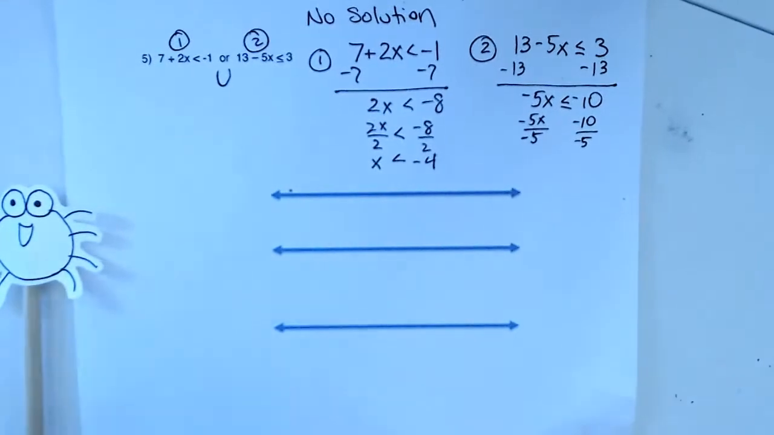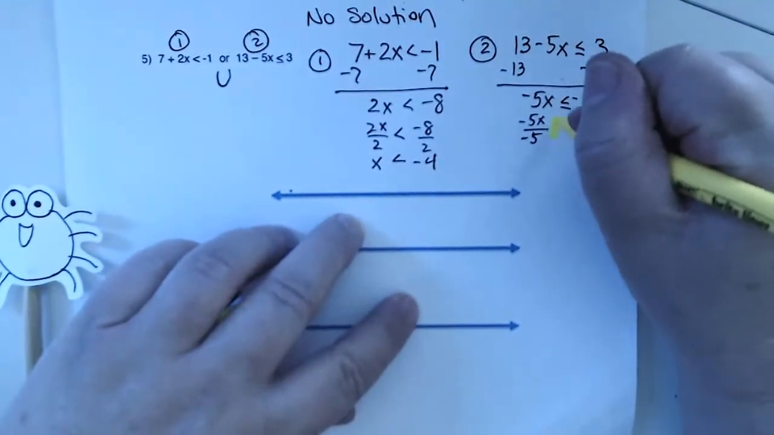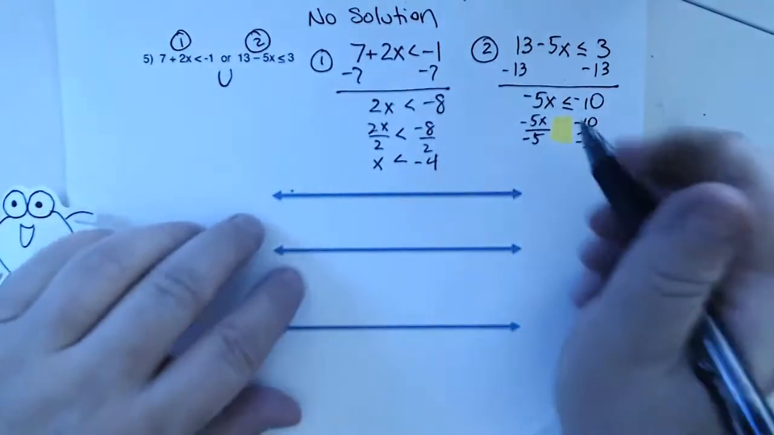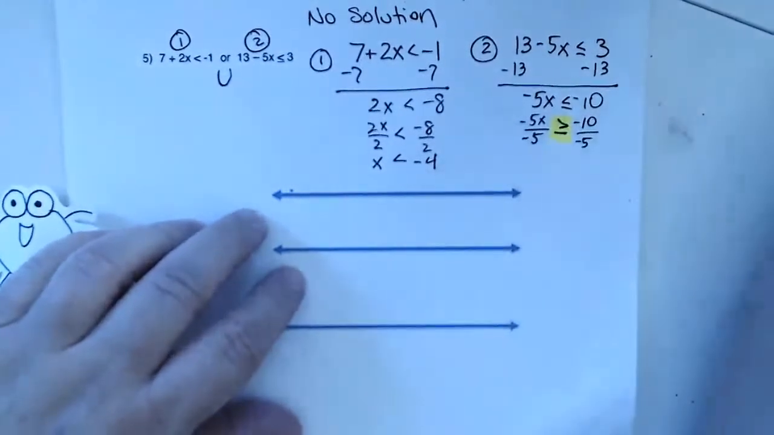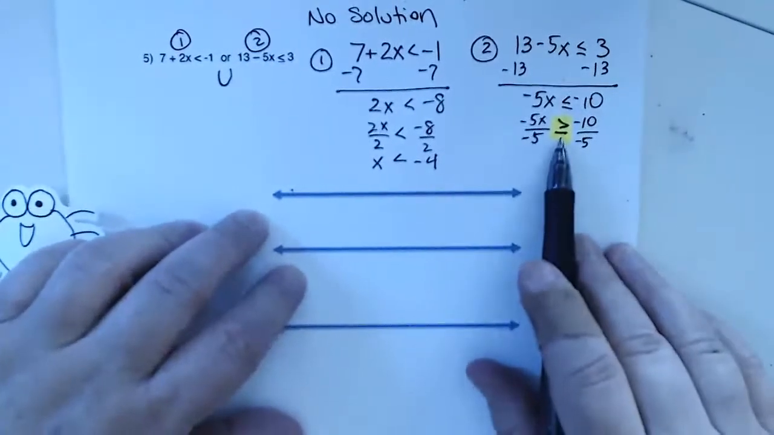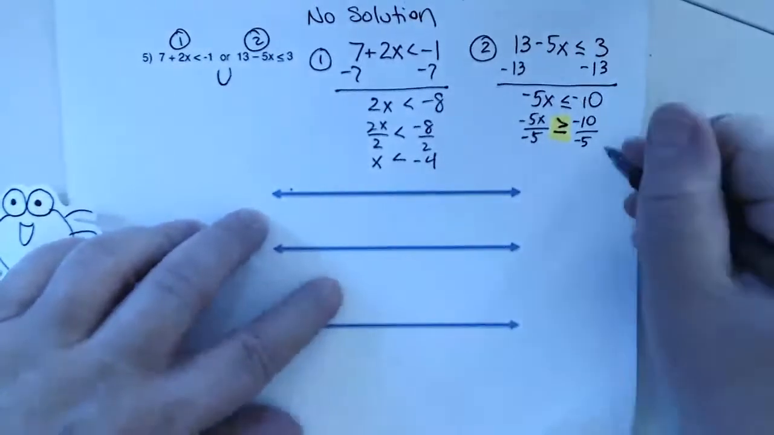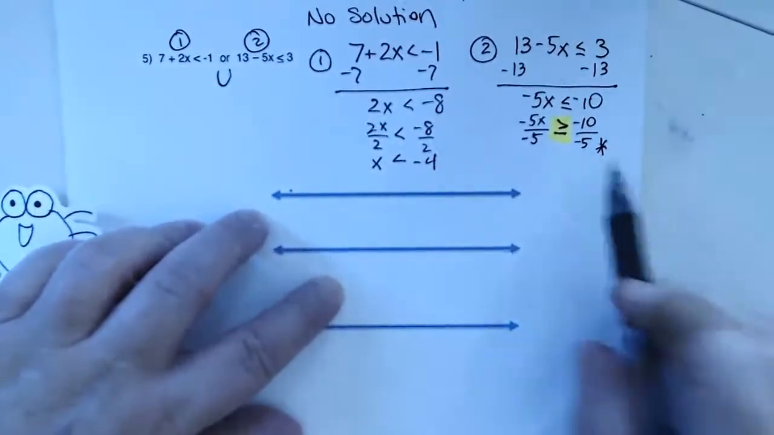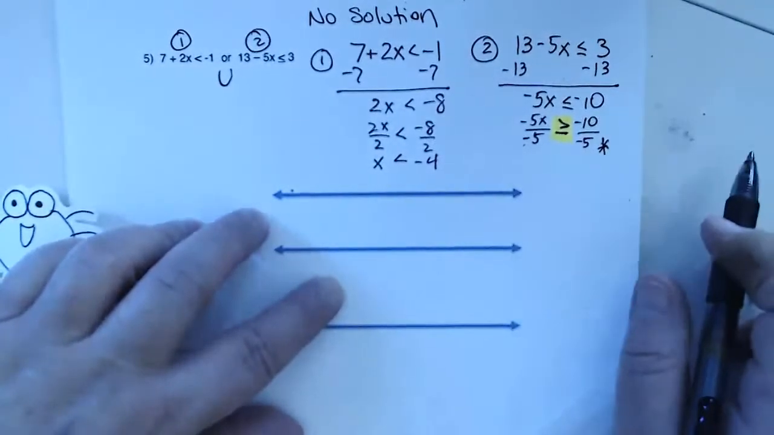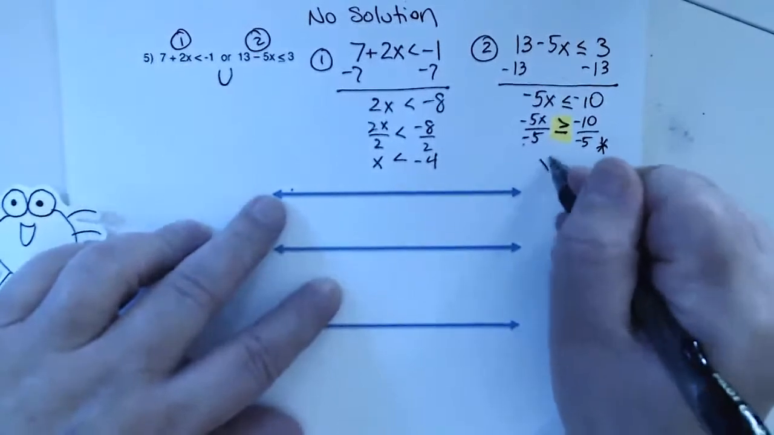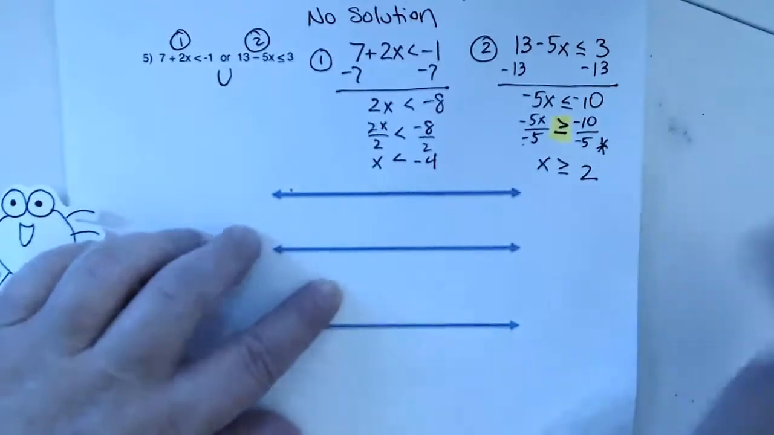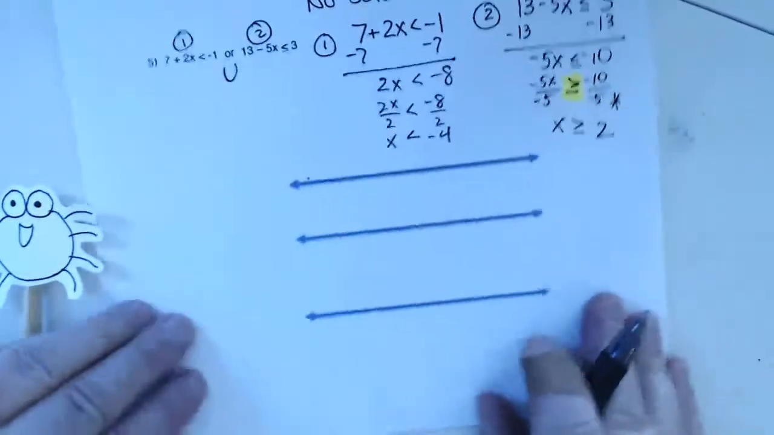But remember, even if you're scared in the world, if you've got a yellow highlighter, nothing can hurt you. Less than or equal to becomes greater than or equal to because, again, multiplying or dividing by a negative in an inequality just flips the inequality around. That's all that happens. So I've got x is greater than or equal to 2. Okay, so sorry about that.